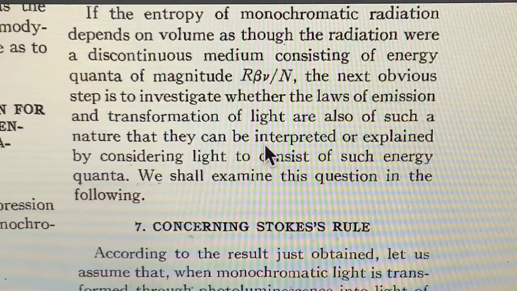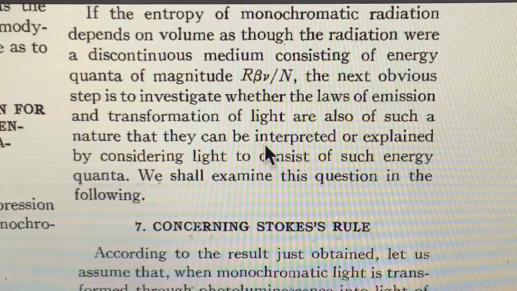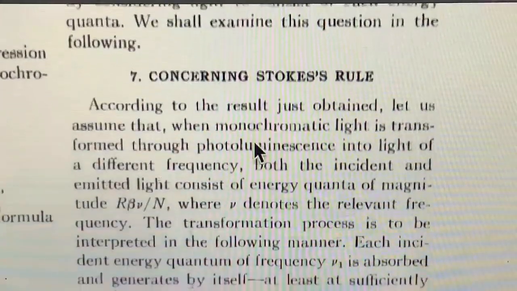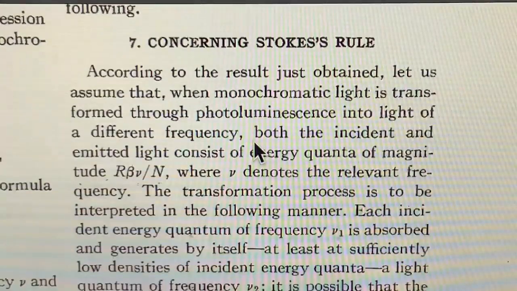Now what he is saying is that when this radiation falls on matter and causes emission of electrons, or the energy of light is transformed from one nature to another, can that also be interpreted in terms of such quanta? And then he takes 3 examples. Section 7 is Stokes' rule. What is Stokes' rule?